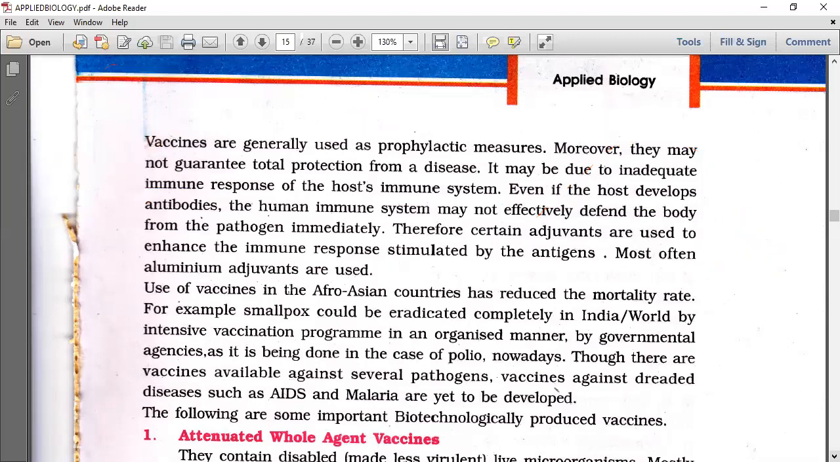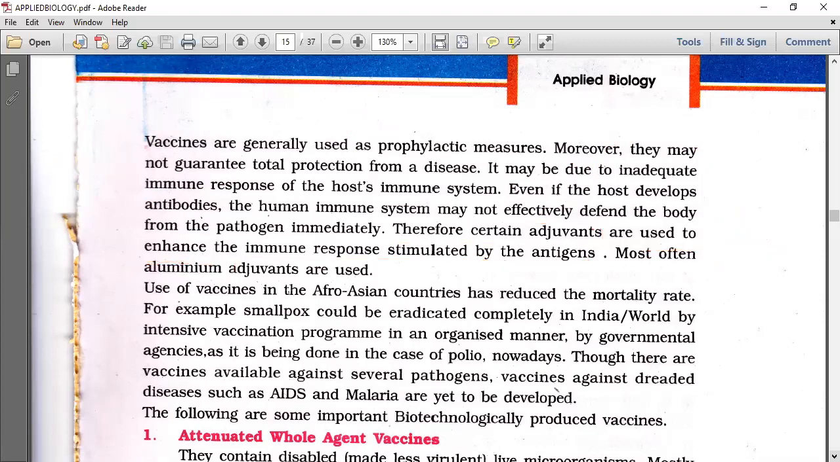you have to remember. Therefore, along with the substances of the dead microbe, we have to use some adjuvants. What are adjuvants? Those that enhance the immune response stimulated by the antigens. We call them adjuvants. Generally, aluminum adjuvants will be used. So that means along with the dead killed microbe, we are giving some adjuvants also.